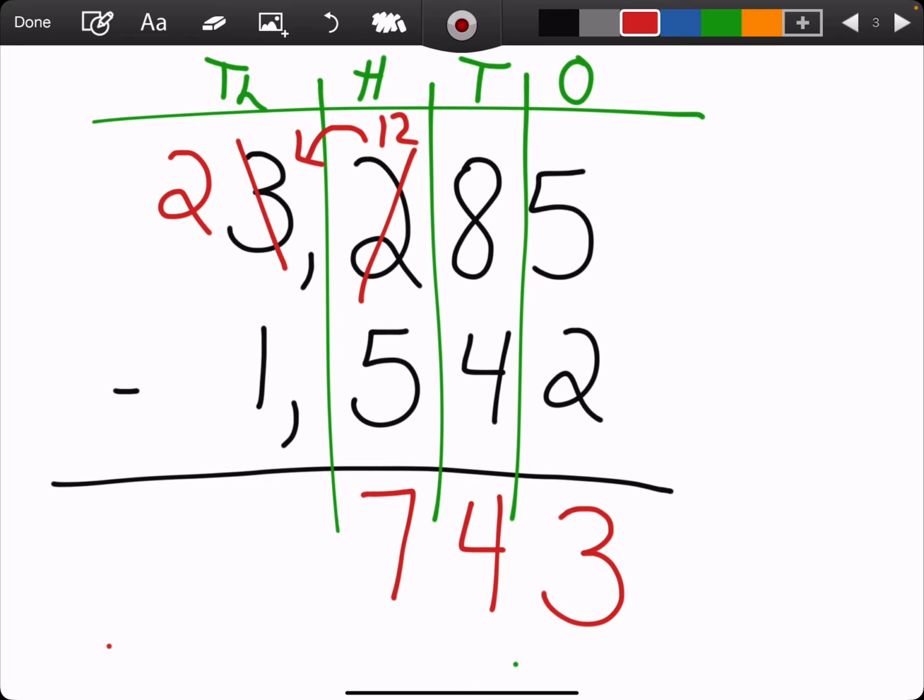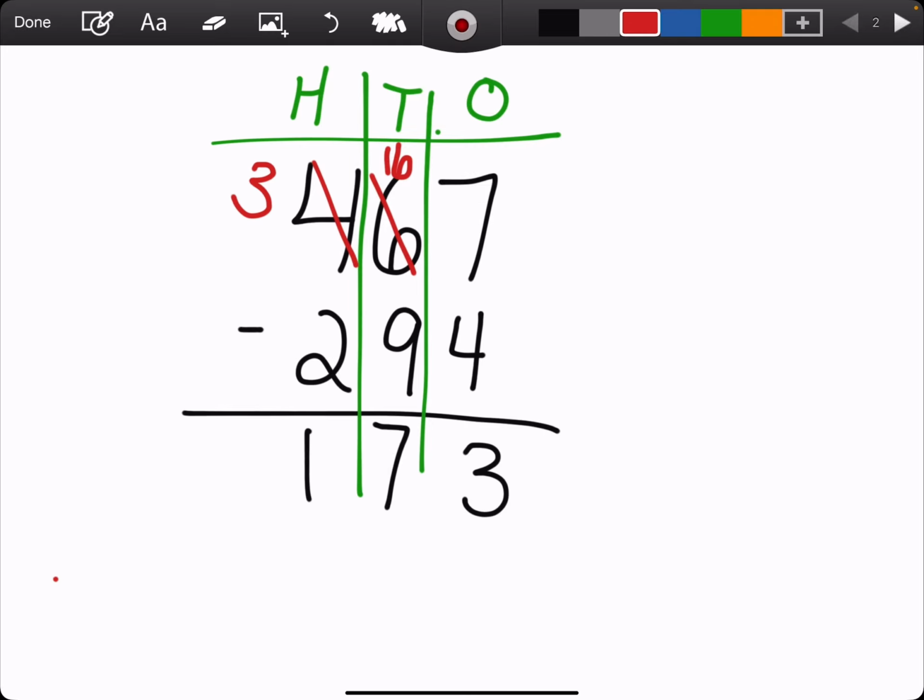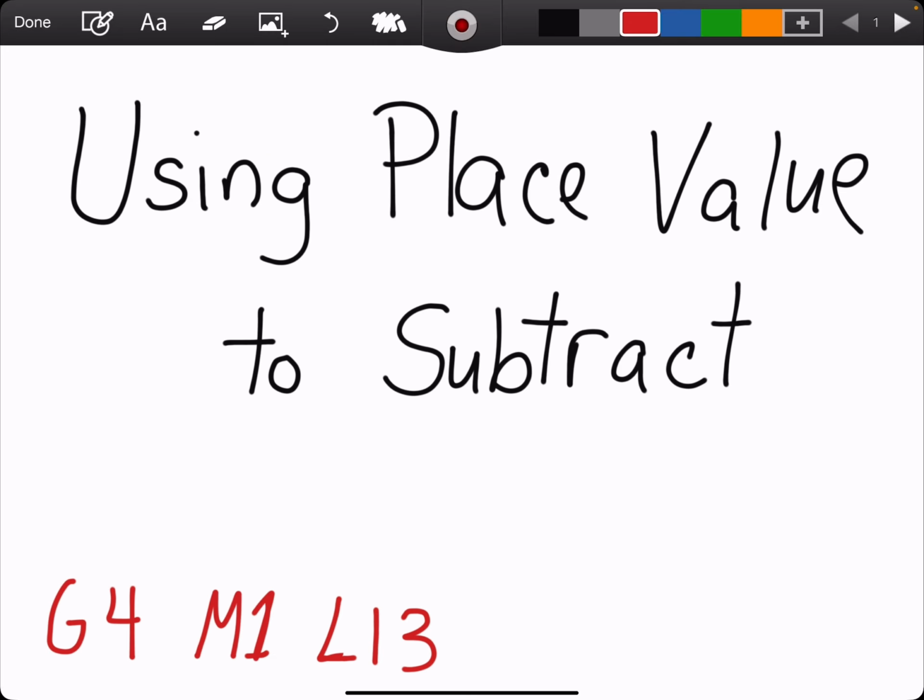And then I go to my thousands place. And my thousands place, if I have 2 thousands minus 1,000 is 1,000. And your answer is 1,743. Okay? So if you take a look at these 2 examples, okay, these 2 examples will help you with using place value to subtract.